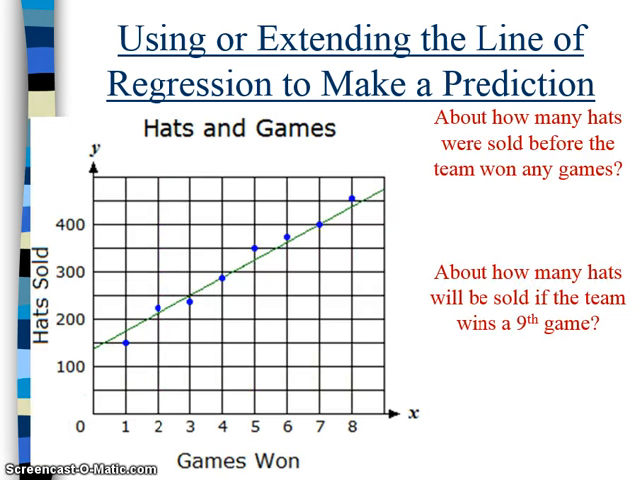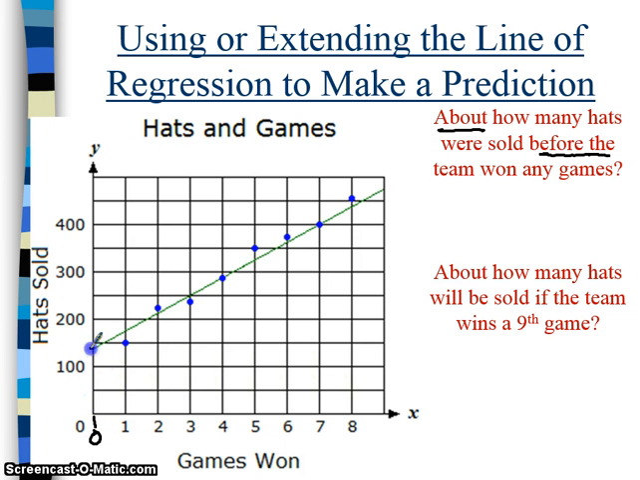Let's look at another example. In this scatter plot, the number of hats that are sold is being related to the number of games won, because we know when a team starts winning, fans jump on board, sell more merchandise. So here's our 2 prediction questions. About, meaning we can make a prediction, about how many hats were sold before the team won any games. So when they won no games, how many hats were sold?